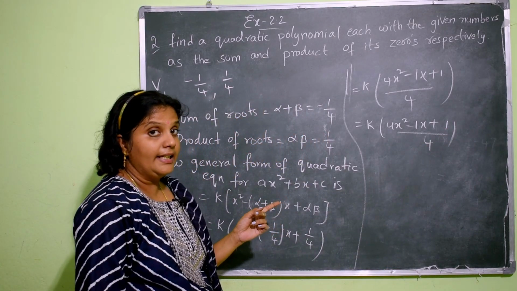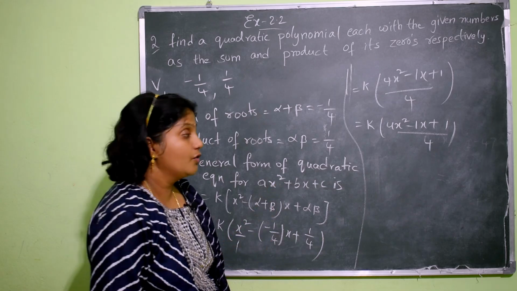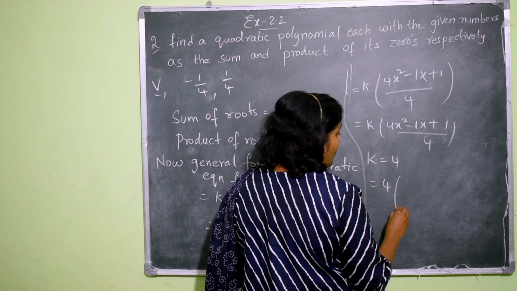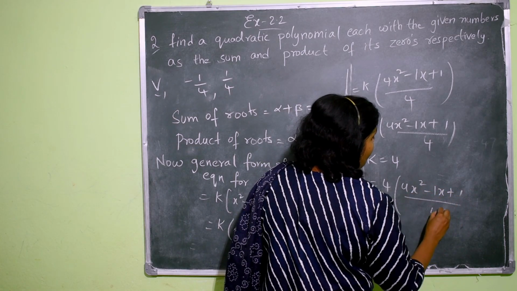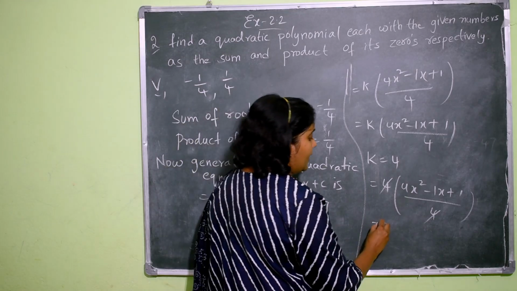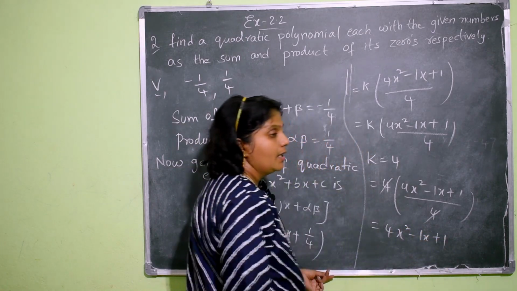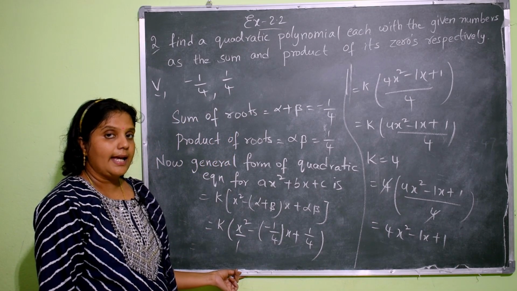So here the denominator value is 4. To cancel it out we should assume the k value as 4. So I am assuming the k value as 4. Now 4x square minus 1x plus 1 by 4. So 4 and 4 get cancelled. Now what is the quadratic equation? 4x square minus 1x plus 1. So now the quadratic equation for this sum is 4x square minus x plus 1.